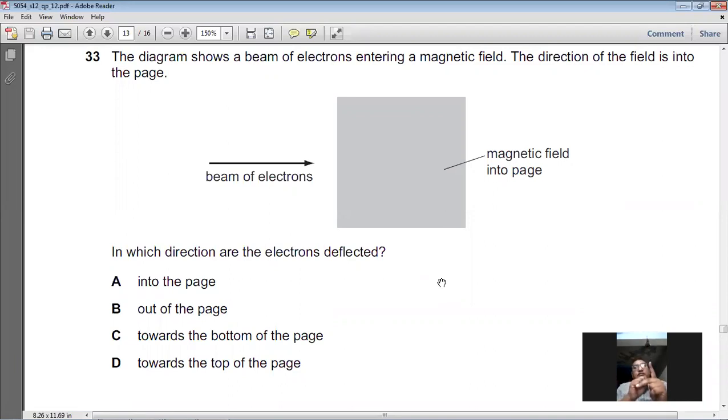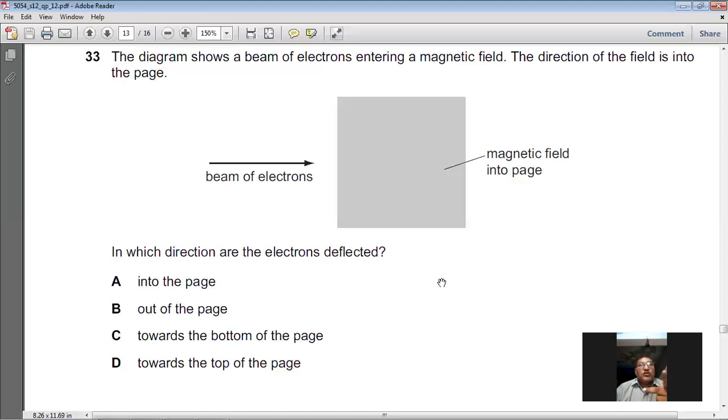Thumb, index finger, and the middle finger. We call it FBI, or Force, Magnetic field, Current.